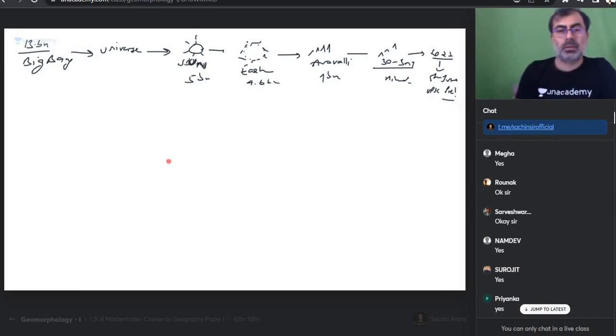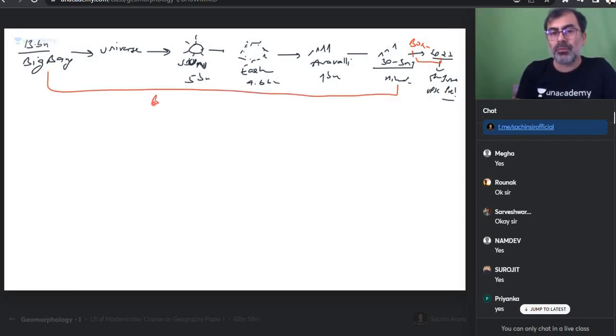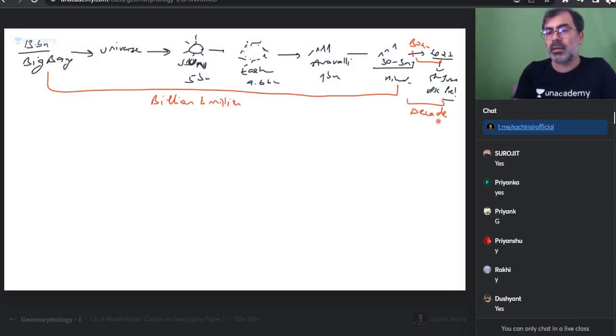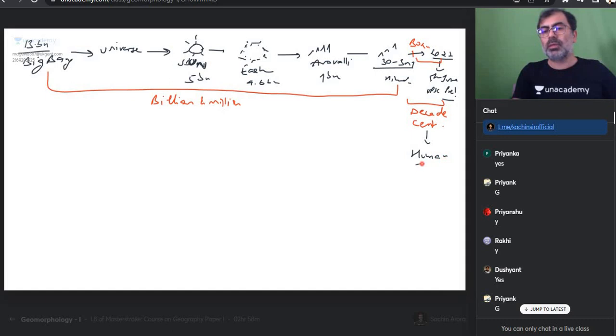But the problem is, in between you were also born, and you know this life. But this thing is in a scale of billions and millions of years, and this thing is in the scale of a decade. If you go beyond that, a century. So a human time scale is inappropriate to study geomorphology. Yes, sir.